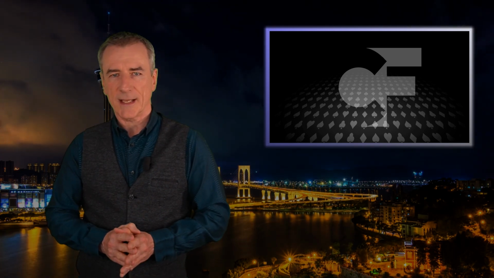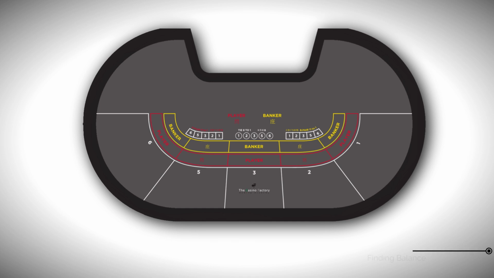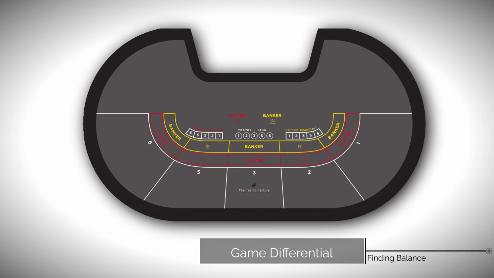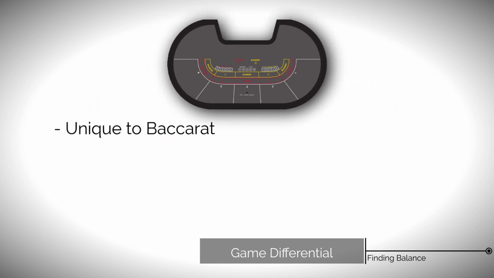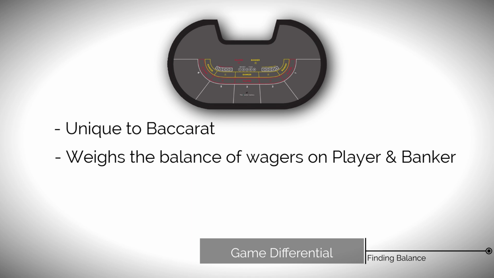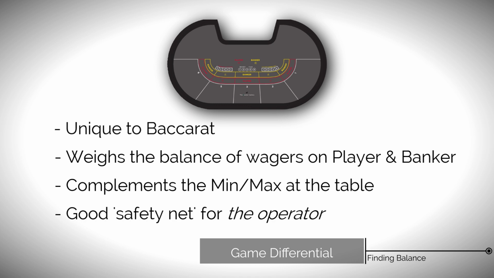Before we do that, however, I'd like to take a close look at the game differential. The Baccarat game differential is the table max limit. It plays an important role in the game, and it's rather unique to the game Baccarat. The purpose of the table differential is to weigh up the value of the banker wagers against the player wagers, and vice versa. This system helps the casino manage risk by setting limits based on the overall wagers, acting as a kind of safety net for the operator.